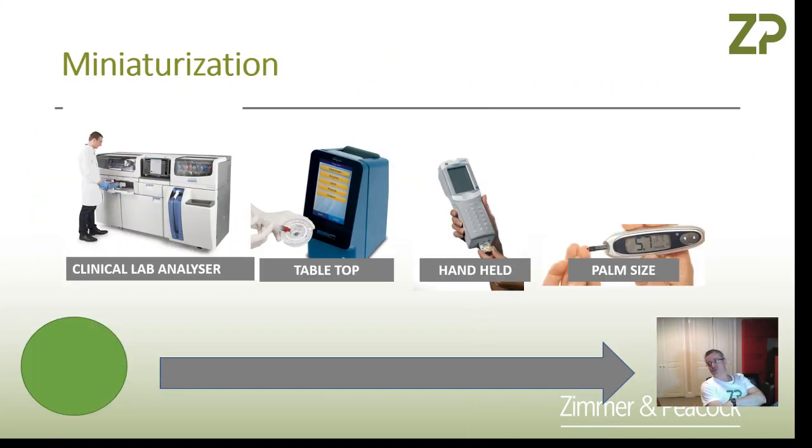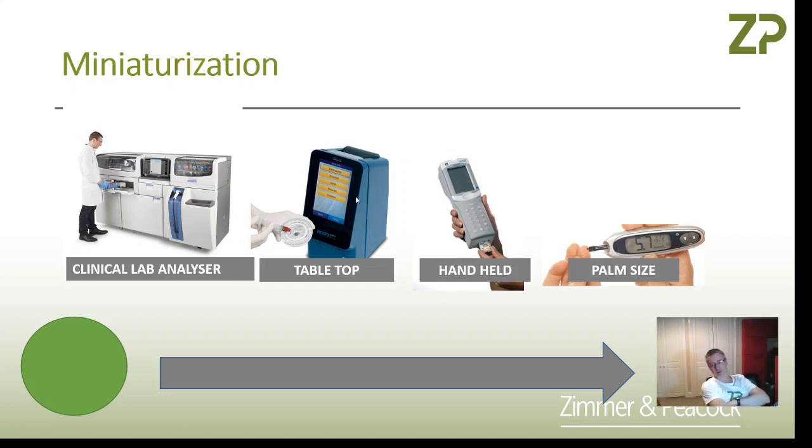So one of the trends in biosensing is miniaturization. Historically, you've had these clinical lab analyzers. They're big. They can take a vial of blood and do lots of tests on it. Those have been shrinking down.